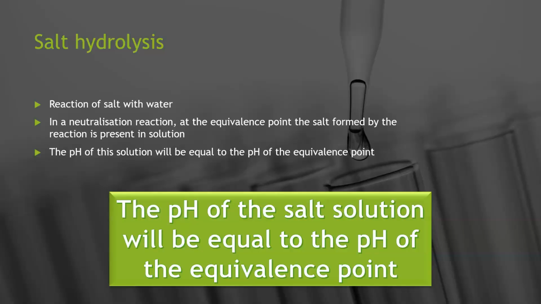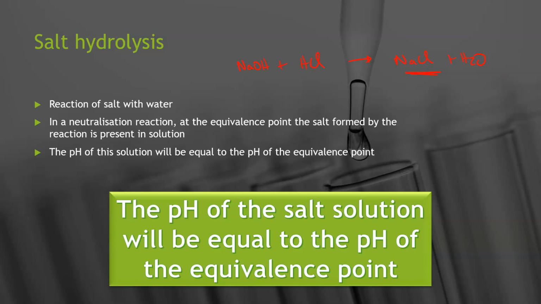So with all this in mind, we need to start thinking about what happens when we have salt hydrolysis, or the reaction of a salt with water. In a neutralization reaction at the equivalence point, we will have a salt formed by the reaction that's going on in solution. So if we were to look at the neutralization of sodium hydroxide with HCl, then at the equivalence point we will have NaCl present plus H2O. So this salt here is what we're looking at in terms of salt hydrolysis.